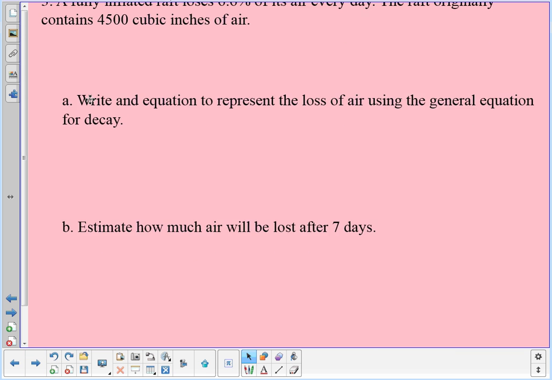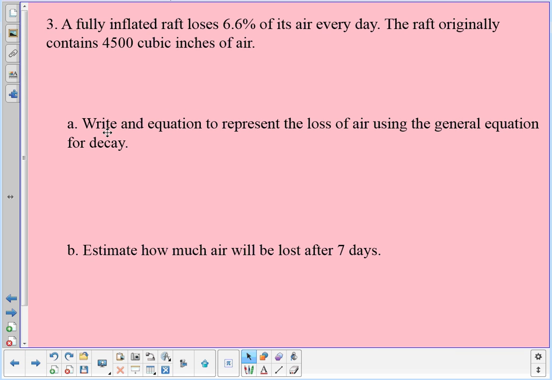So on the back, it says a fully inflated raft loses 6.6% of its air every day. The raft originally contains 4,500 cubic inches of air. First part says write an equation to represent the loss of air using the general equation for decay, and then estimate how much air will be lost after 7 days.